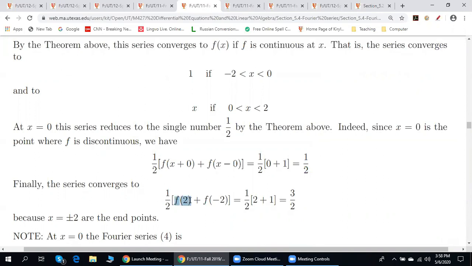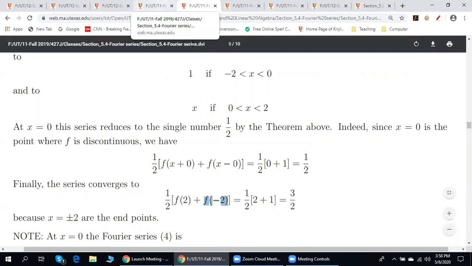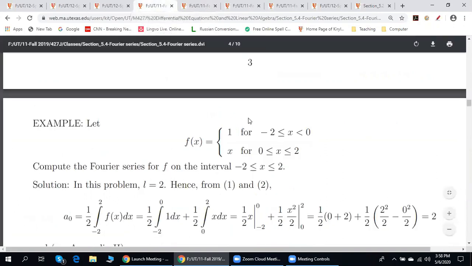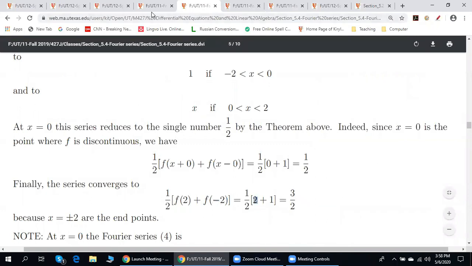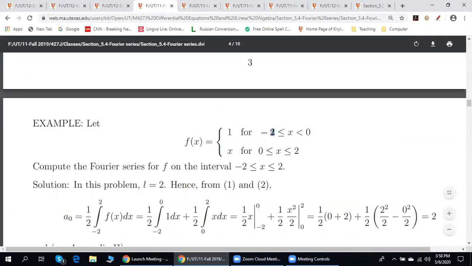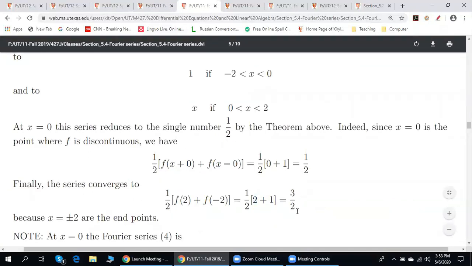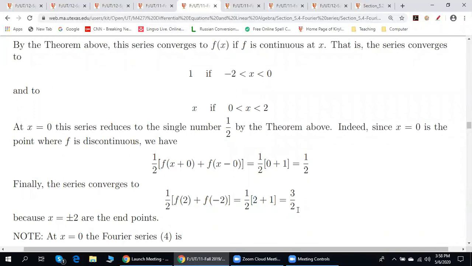f of 2 is the limit from the left, f of -2 is the limit from the right. Let us take a look. From the left, it's x, so we put here 2. On the right, it's 1. We put here 1, 3/2. Guys, now we are done.